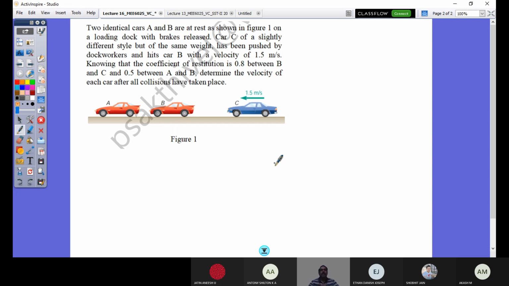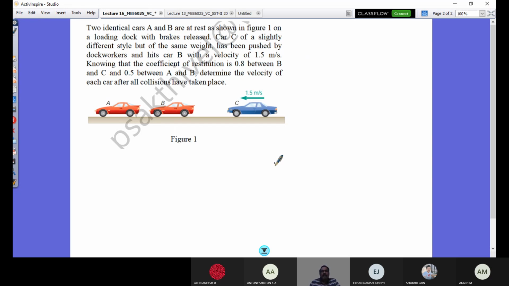So this is the first problem. You can see here there are three vehicles in figure one: vehicle A, B, C. Vehicles A and B are identical vehicles of the same mass. Even vehicle C, the statement says, is of the same mass but of a slightly different model. That's very clearly visible in this diagram. So the first important data is the vehicle mass, MA equals MB equals MC. Though the style is different, the mass of the vehicle is also the same. So let's call the mass M for each individual vehicle.